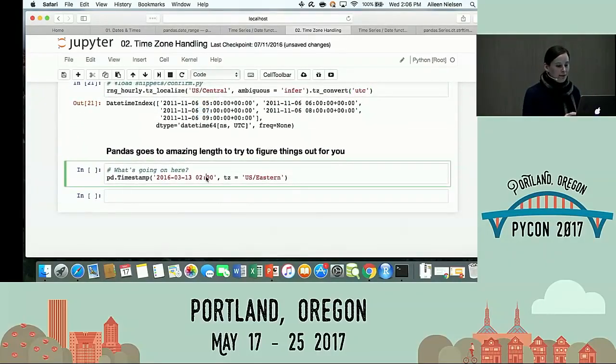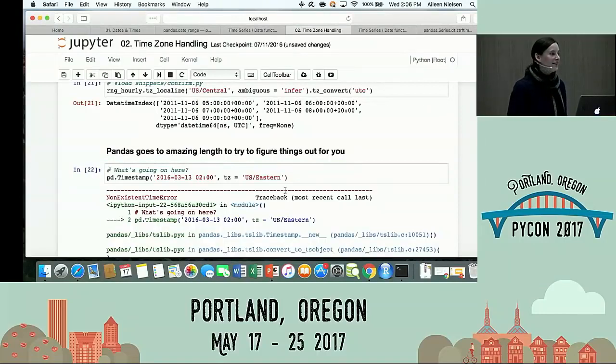Also, Pandas goes to amazing lengths to try to figure out things for you, right? So what's going on here? I've got March 13th, 2016, US Eastern, non-existent time error, right? So it will catch really funky things that you're doing, right? I think there was never a 2 a.m. on March 13th, 2016 because of the time change, right? We probably just went ahead to 3 a.m., right? Because it's spring ahead in the springtime. So it will figure things out like that.